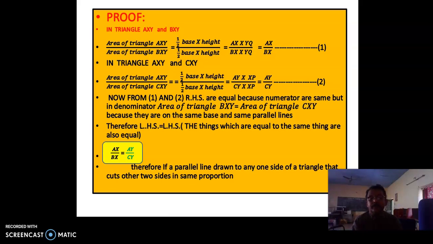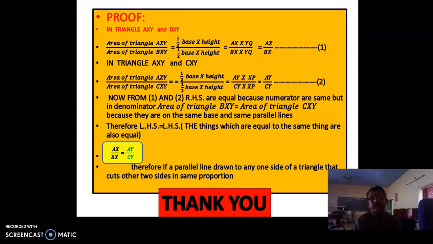What is the converse of this theorem? The converse is: if a line cuts any two sides of a triangle in the same proportion, then it is parallel to the third side. Here you have to prove this. I will explain it in some other period.